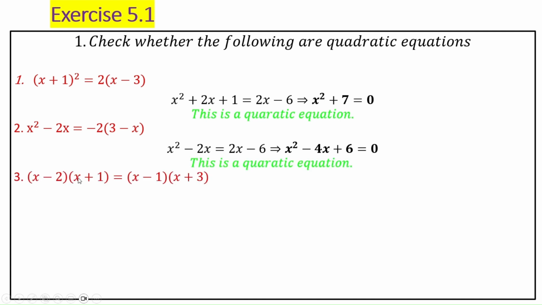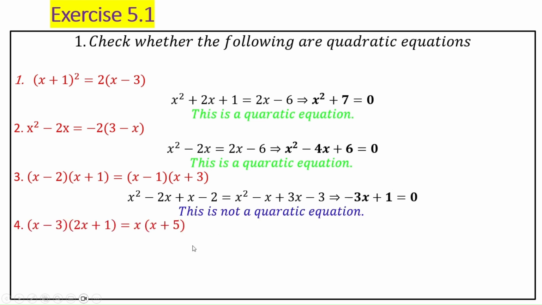Okay, here you have x square term on the LHS side, and there is also x square term on the RHS side. So both will get cancelled. So this is not a quadratic equation. So if you see the final equation is minus 3x plus 1 equal to 0. It's not a quadratic equation.